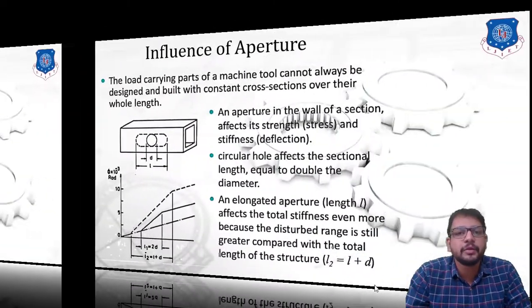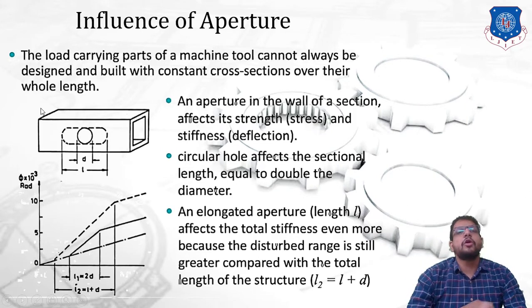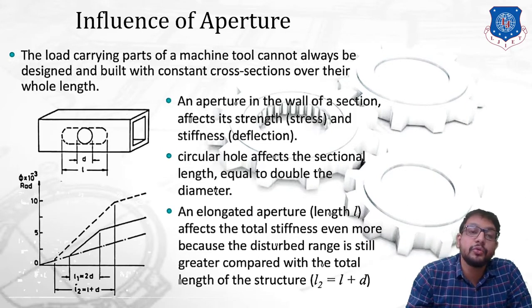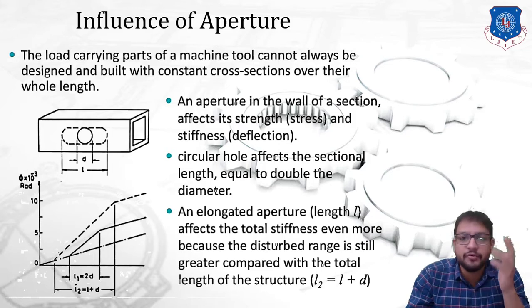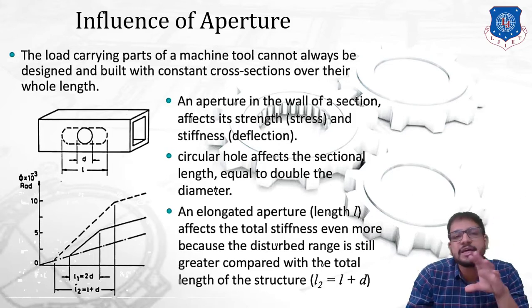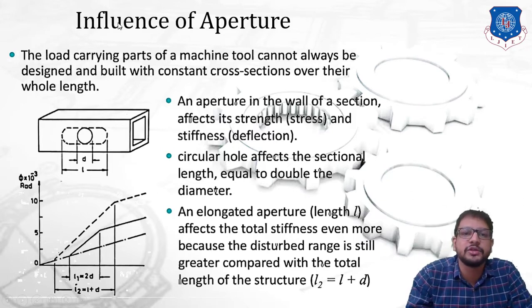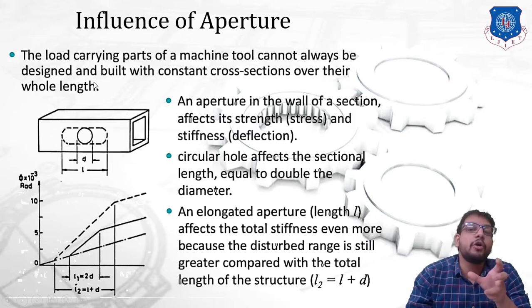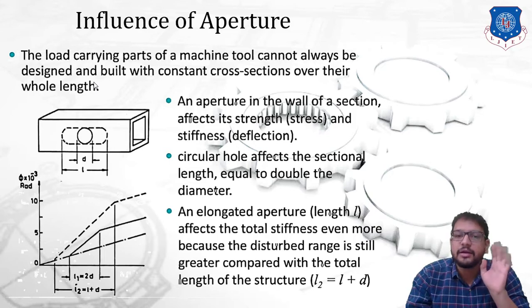Proceed further. So next is the influence of aperture. Now, as you can see over here, the box type section is shown. The load carrying parts of a machine tool cannot always be designed and built with a constant cross section over the whole length. The cross section will definitely vary. Okay, we cannot design our machine tool structure with a constant cross section throughout. It is very obvious. So an aperture in a wall of a section affects its strength, that is basically stress, and second, stiffness, that is basically deflection.